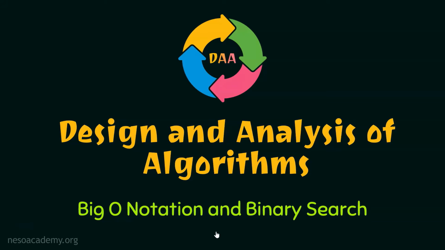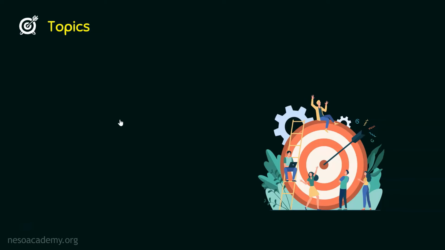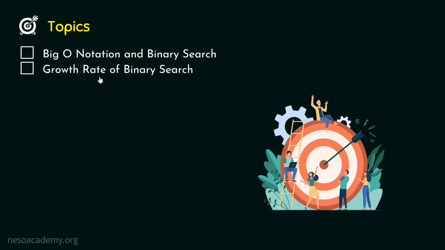Now in this lecture, we will try to describe the growth rate of binary search, and that too using the big O notation. So the title of this lecture is Big O Notation and Binary Search. Let's get started with this lecture and let's see what are the topics. The first topic of this lecture is Big O Notation and Binary Search. The second topic is Growth Rate of Binary Search. And the third topic is Growth Rate Comparison of Linear Search and Binary Search.